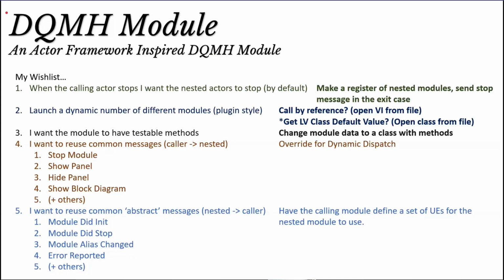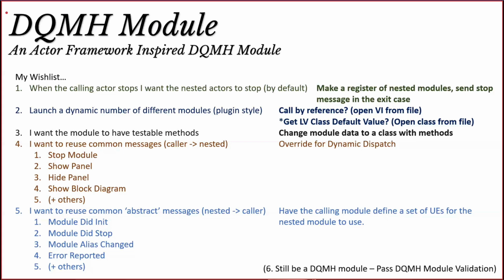And then number 5, I want to reuse abstract messages, so from nested to caller. Here, I'm actually having the calling actor create those user events, then pass those user events to the nested module. Then to still be a DQMH module, the first criteria is that it passes the DQMH module verification, and it should be able to obviously update its tester still, and I should still be able to use the core functionality that comes with DQMH. I don't want to lose any of that.